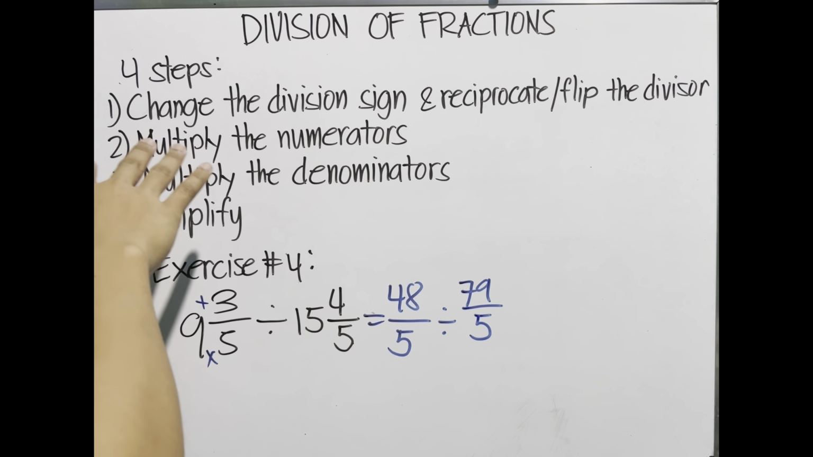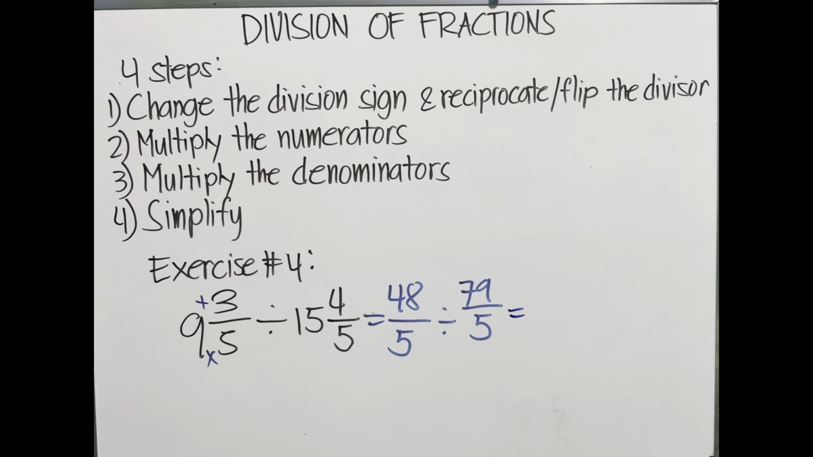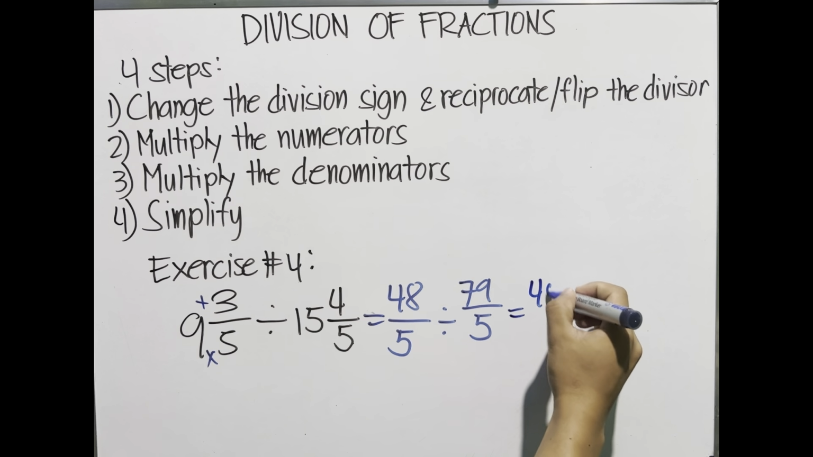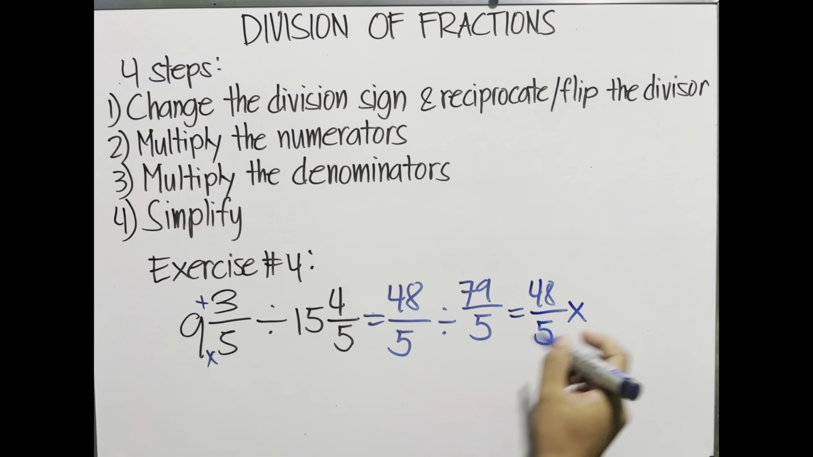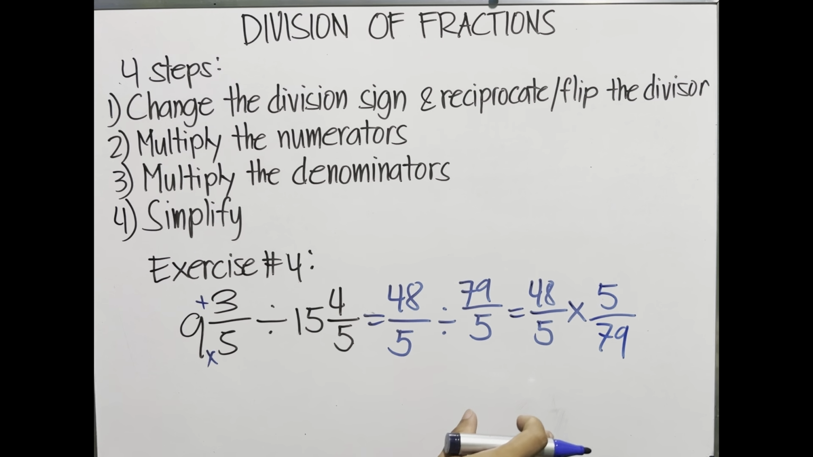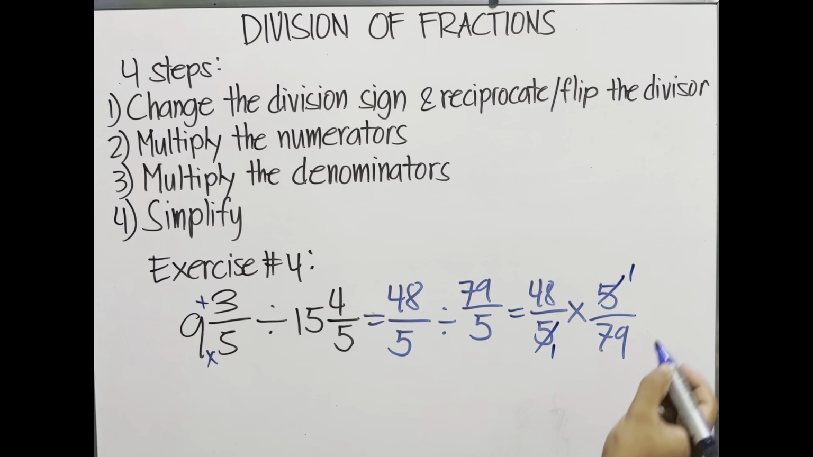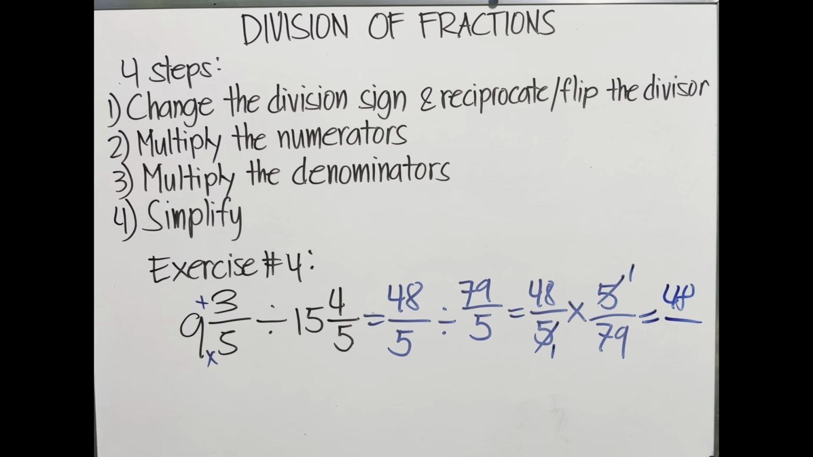So i-perform na natin yung step number 1, change the division sign. 48 over 5 times, i-flip natin yon, magiging 5/79. So meron ba tayong may kakancel? Kasi masyado na malaki yung ating numbers. So meron yung dalawang 5, so maging 1 to 1. Ang matitira is 48/79.